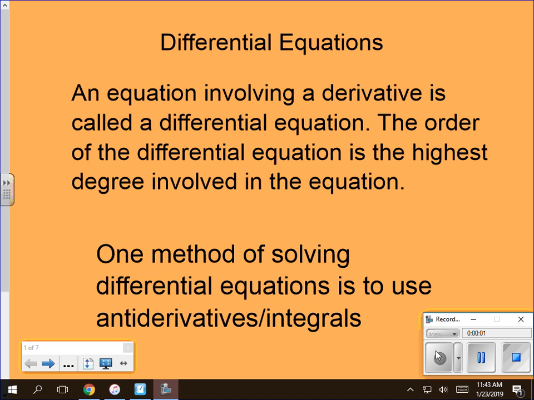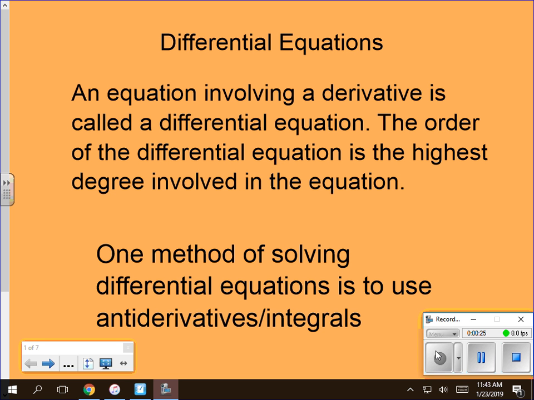Okay, today, differential equations. And we're actually going to start with the derivatives. We're starting with differential equations. An equation involving a derivative is called a differential equation. Oh, imagine that. Involving a derivative is a differential equation. The order of the differential equation is the highest degree involved in the equation.